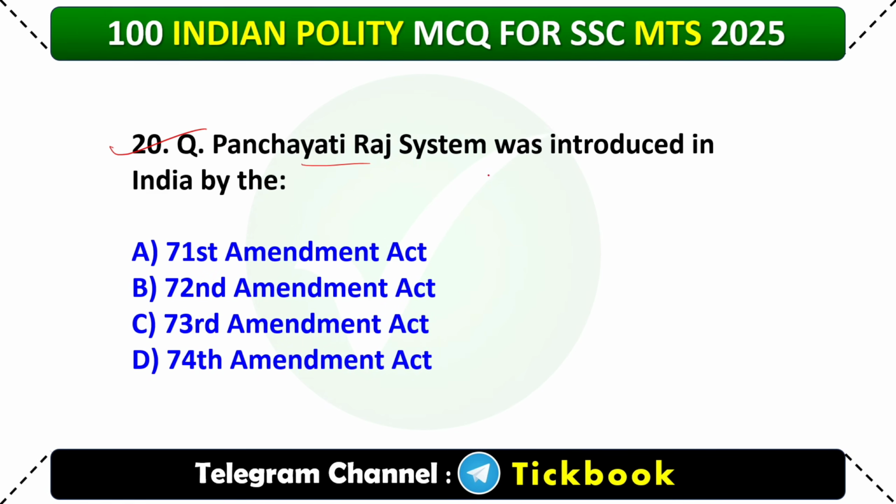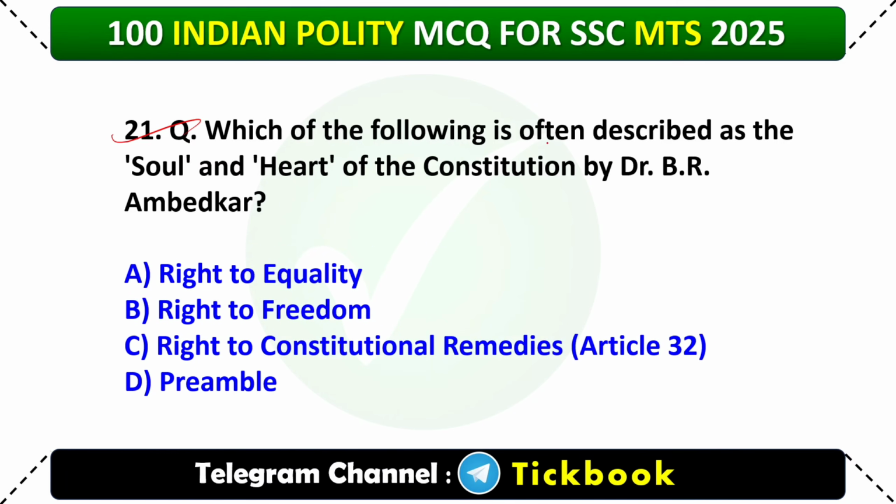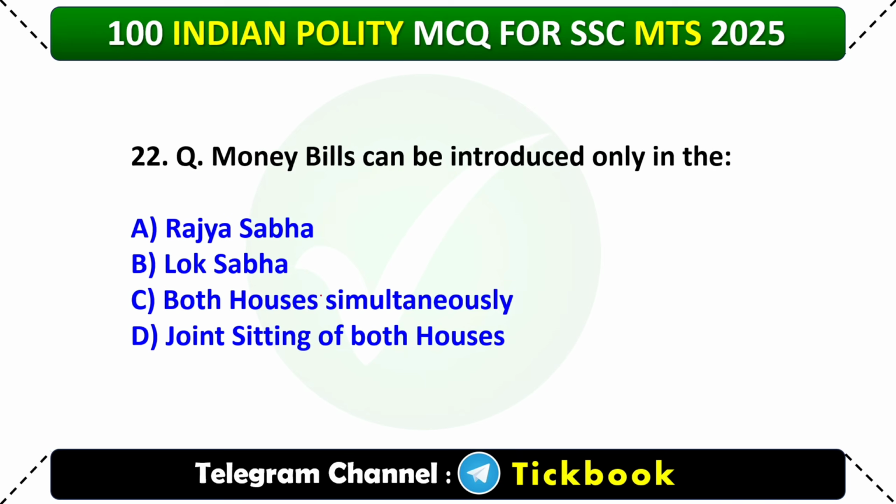20. Panchayati Raj system was introduced in India by the? Option number C, 73rd Amendment Act. 21. Which of the following is often described as the soul and heart of the Constitution by Dr. B.R. Ambedkar? Option number C, right to constitutional remedies, Article 32.